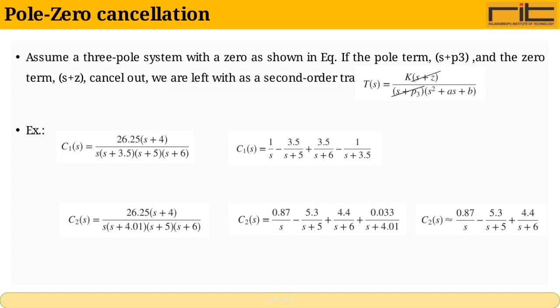Here, we're considering a three-pole system that also includes a zero, as represented in the equation shown. The interesting part to focus on is what happens when a pole and a zero cancel each other out. In this case, the term S plus P3 cancels with the term S plus Z. When this cancellation occurs, the system effectively reduces to a second-order transfer function. This simplification can make analysis and design much more straightforward because second-order systems are easier to understand and work with compared to higher-order ones. So, the key takeaway is that pole zero cancellation can simplify the system dynamics by eliminating certain poles and zeros that would otherwise complicate the behavior of the system.